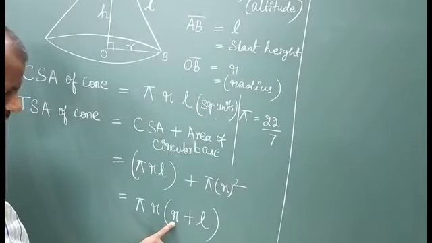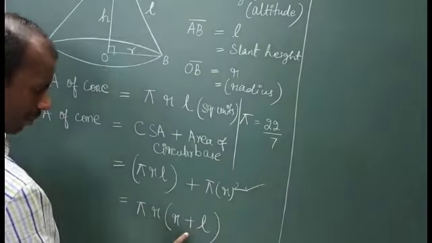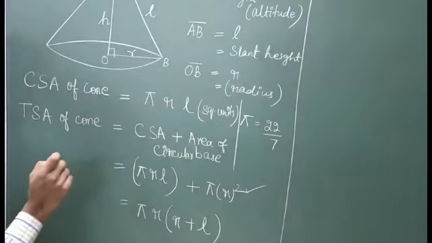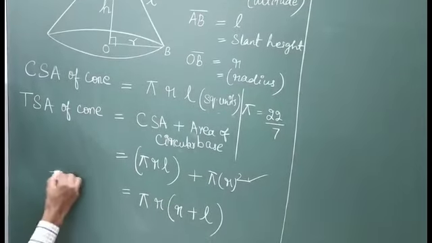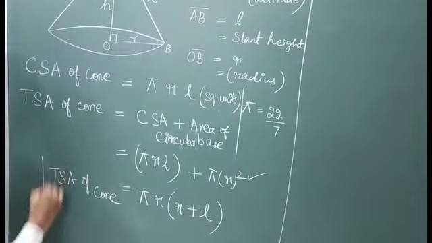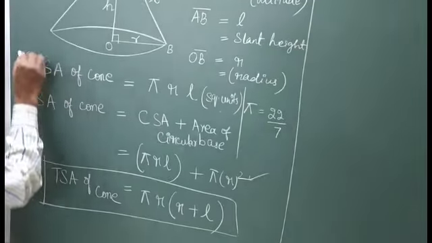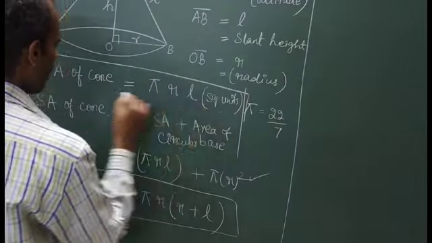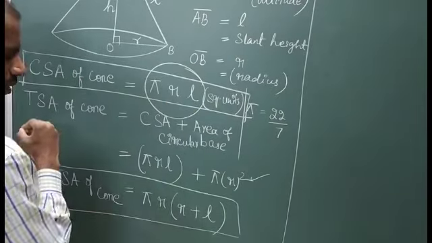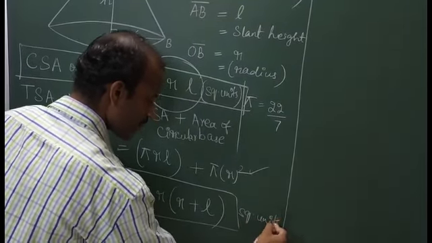Pi r square refers to area of the circular base plus pi r L, that is the CSA of the cone here. Followed it? So this is my formula for TSA of the cone. So we need to remember this formula. So here also we need to remember this formula. Pi r L. So here again unit is square units.